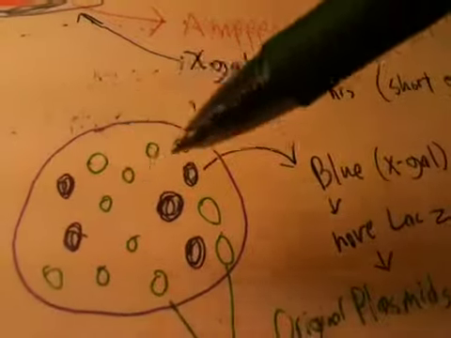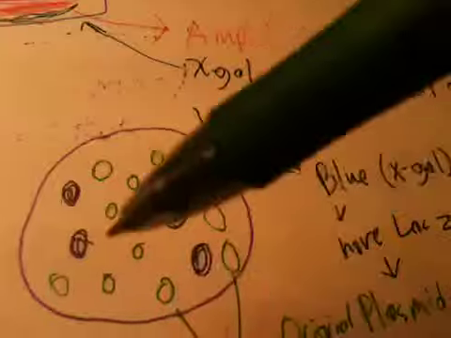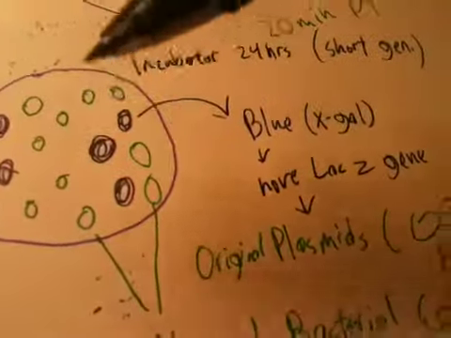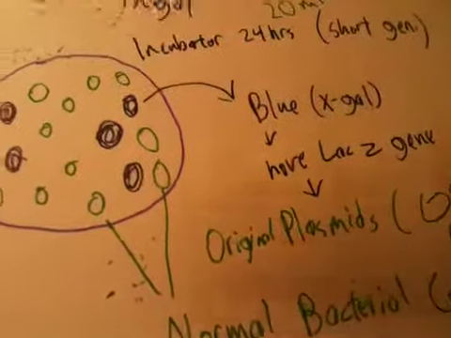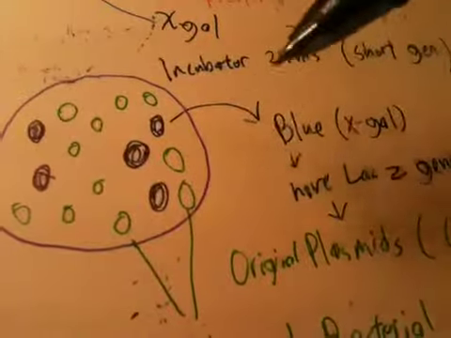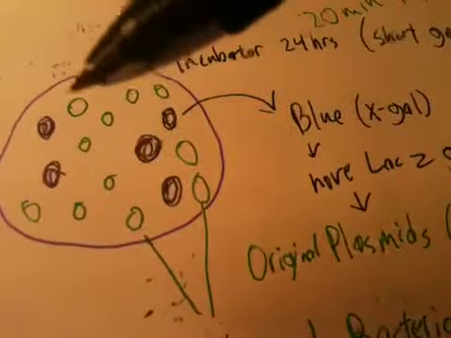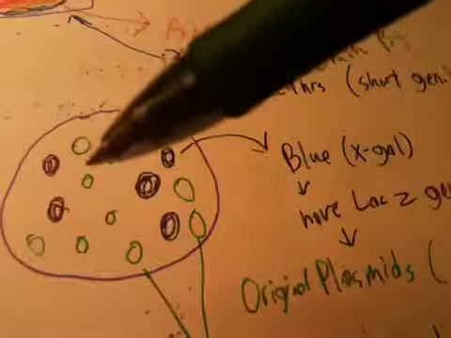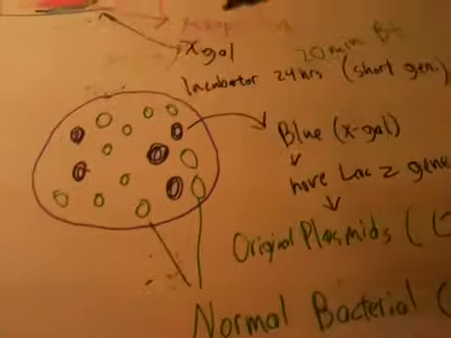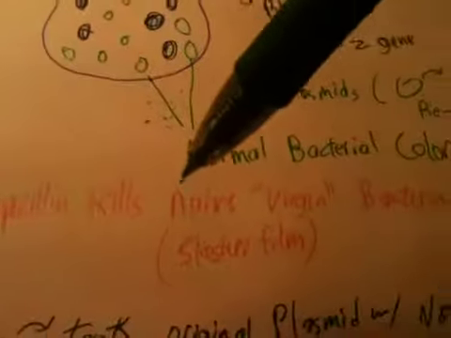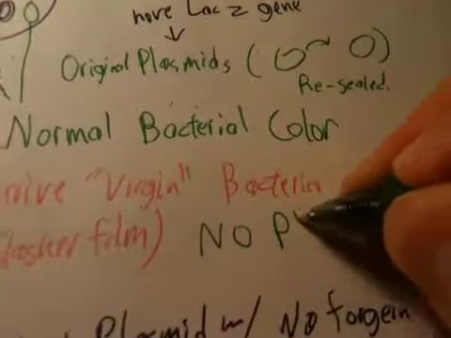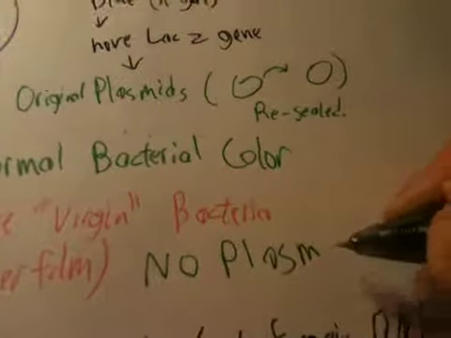Also, there's these green colonies here, and these are definitely the normal bacterial color. It could be green, it could be white, it could be whatever. I drew it green because I always think of bacteria as green. And these are the ones that have taken up some type of gene, because we know that, one, they survive the ampicillin, because the ampicillin kills the virgin bacteria. Let me rewrite this. That is the ones with no plasmids, the bacterium that did not even take up a plasmid.